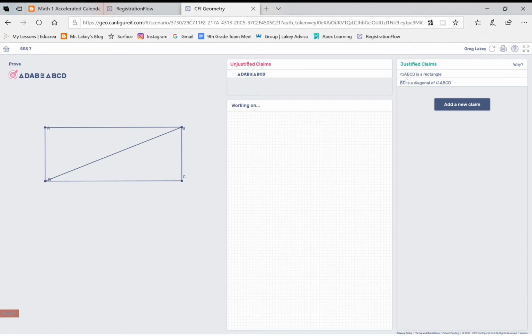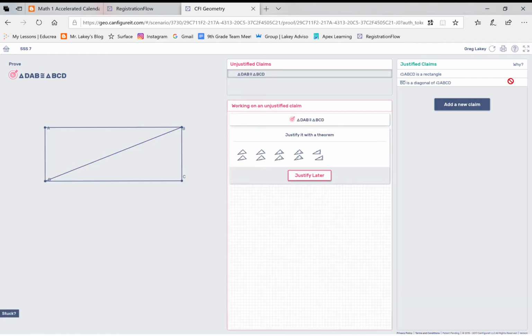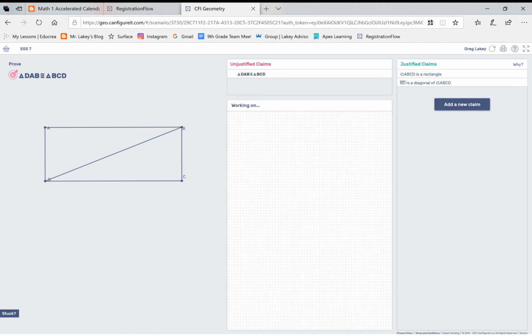Okay. So, what we have here, we are trying to prove that triangle DAB is congruent to triangle BCD. If I highlight or move over it, I can see what I'm trying to prove. So make sure you highlight on that unjustified so you can see what they are trying to prove here. Now, what did they give us over here?